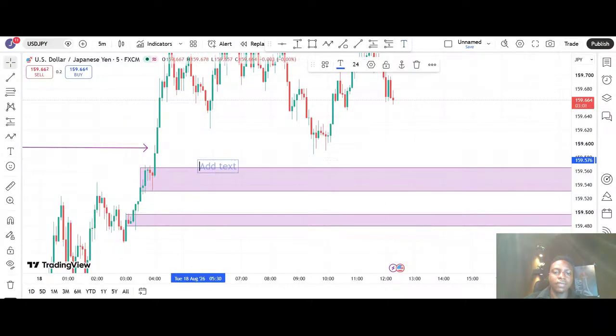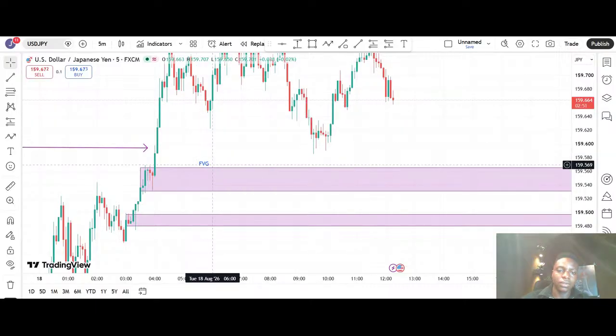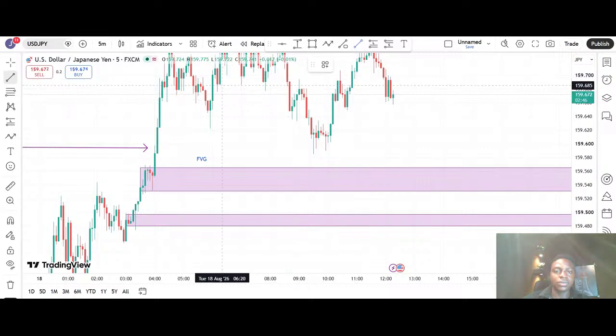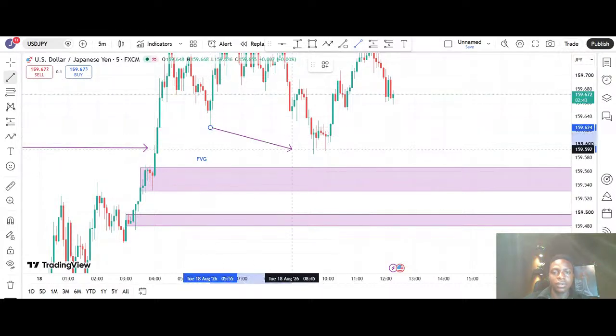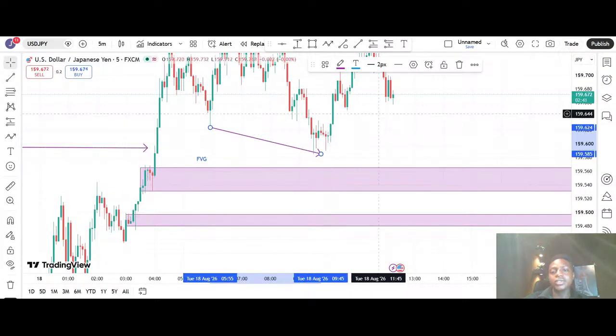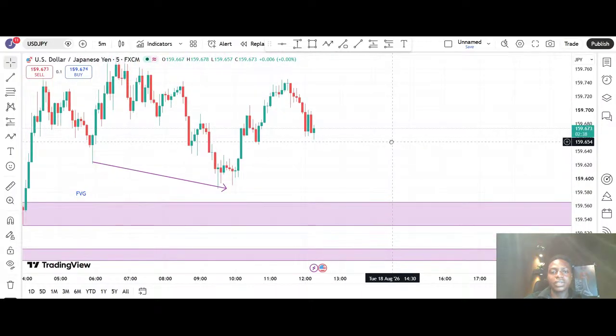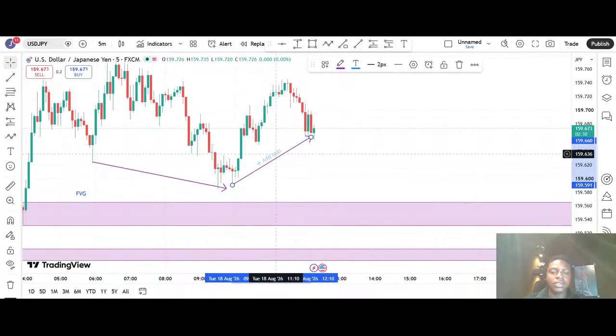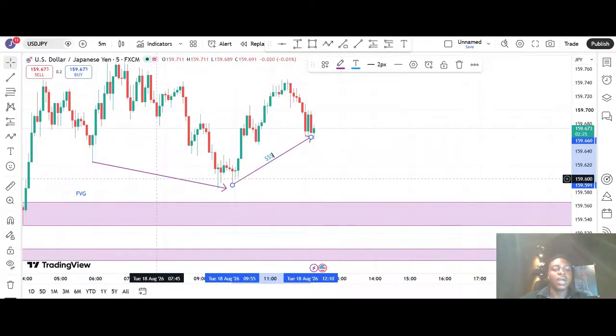So you have your FVG. Let me make it 14. So you have your fair value gap. There's liquidity around this area. So all these places are liquidity. Depending on how you see it, this whole place you are seeing is liquidity. All these places you are seeing now are liquidity.